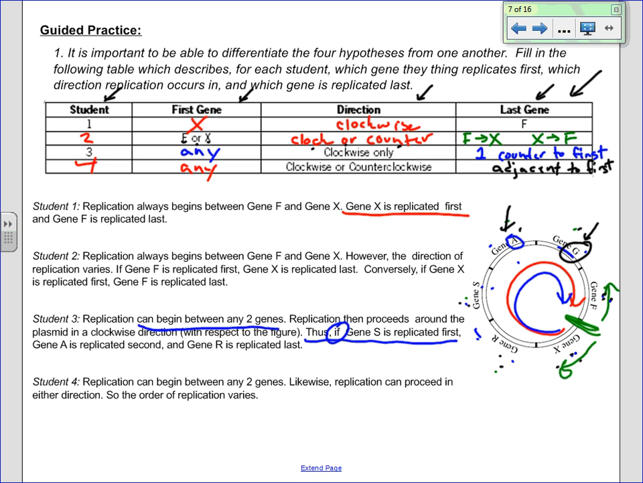You want to make sure that you are noting that because student 2 gives you some options, where student 1, on the other hand, is really specific. It says that the first gene has to be X. So student 1 is a lot more about musts, like it must start at X, it must go clockwise, and it must end at that. Where some of your other scientists give you some more options in terms of the word "could."